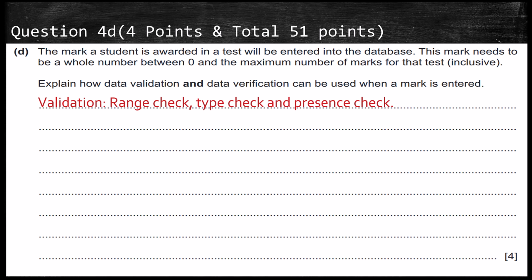So validation, I can use a range check, I can use a type check, and I can use a presence check. Those are validation techniques. Now, range. I'm asking, is it between 0 and the maximum marks? That's why I'm using a range check. I want to make sure it's in between 0 and the maximum number of marks. Now, what I should have done is I should have said, is it between 0 and the maximum marks inclusive? Just being a little more specific there, because they do mention that it is inclusive.